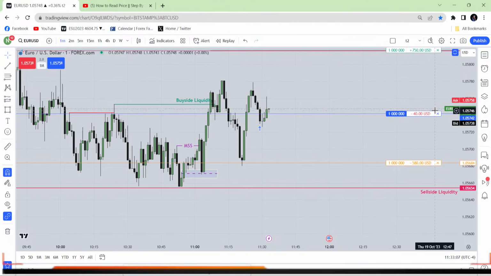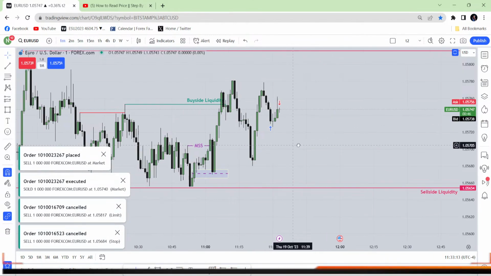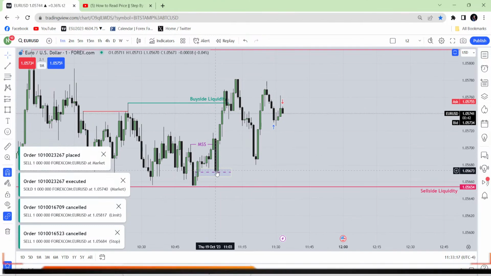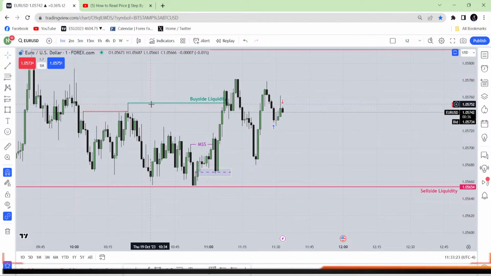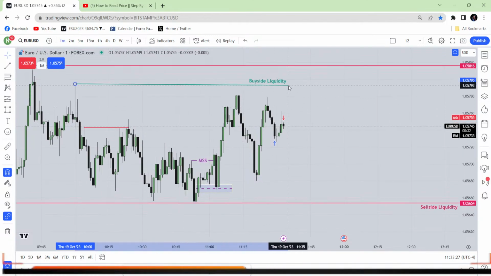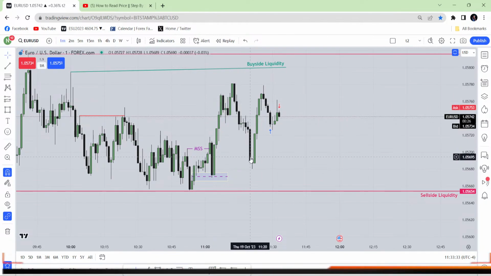You won't just take entry. If you take entry, you are just stopping yourself from learning. Instead of that, what you will do is mark this gap. Now you know the market will come here and then it will go higher and take the buy side liquidity. You just mark this buy side liquidity, it will take that buy side liquidity. But you see, the market came here and started to go lower.